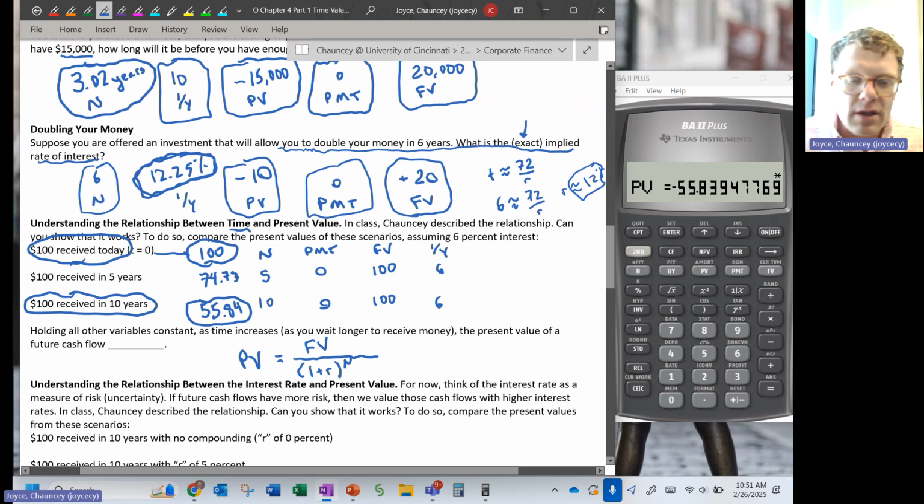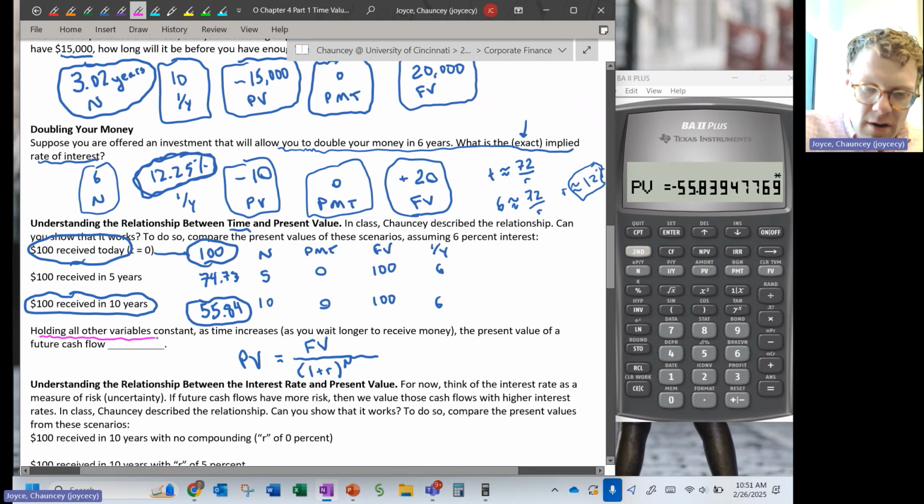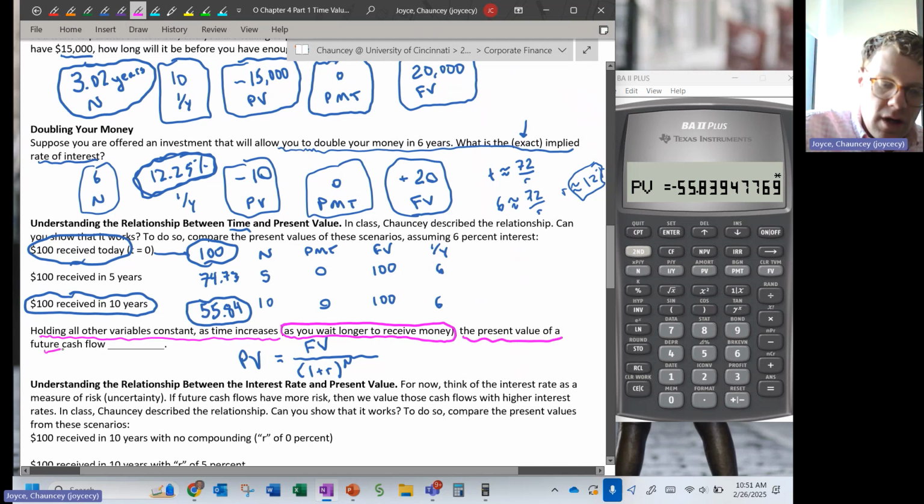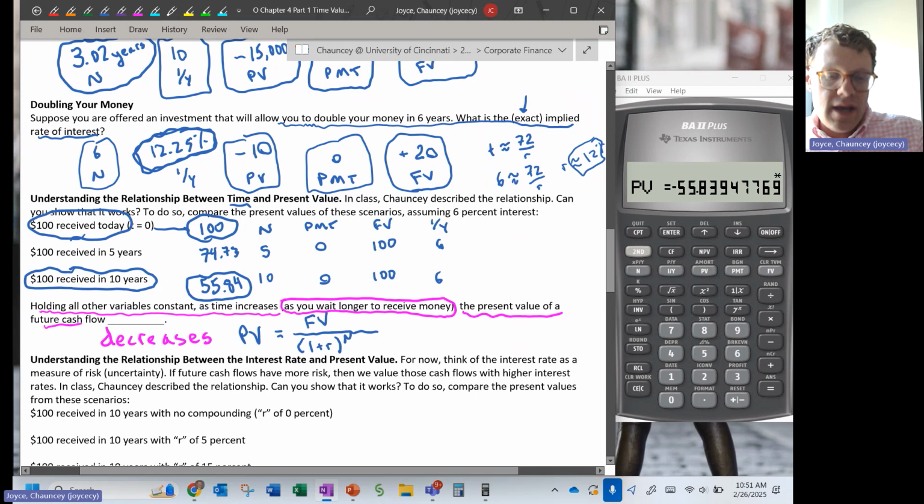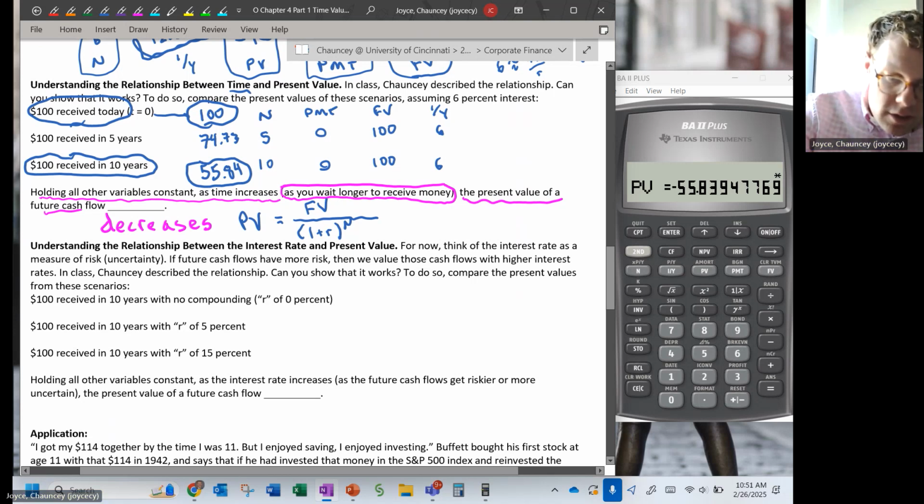Just try to train your mind, not only in answering a specific question, but trying to think through a problem before we solve it. So let's get to this conclusion. Holding all other variables constant as time increases, which means as you have to wait longer to receive money, the present value of a future cash flow decreases. So that would be a qualitative type of question. You could use quantitative math to solve for that, or you could try to practice and see if you can get there.